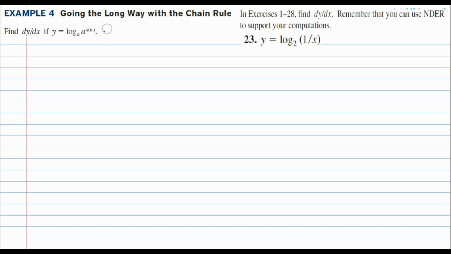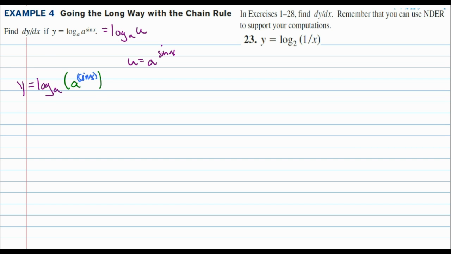So we have a log base a of u situation. Now our u is a to the sine of x, so it itself is an a to the u. So we really have a three-layered problem here, three-layered chain rule. y equals, we've got this log base a of u. And then in that u, we have a sine of x as the exponent. So it's a three-layered chain rule.